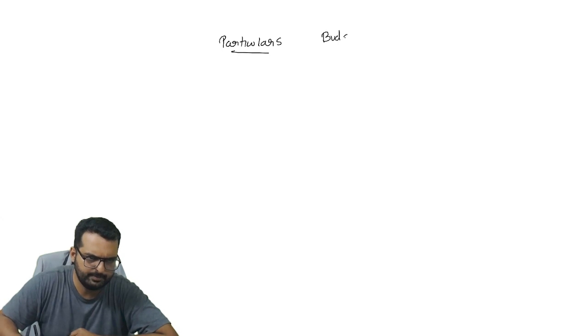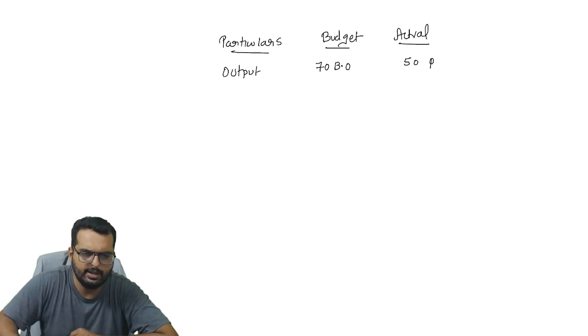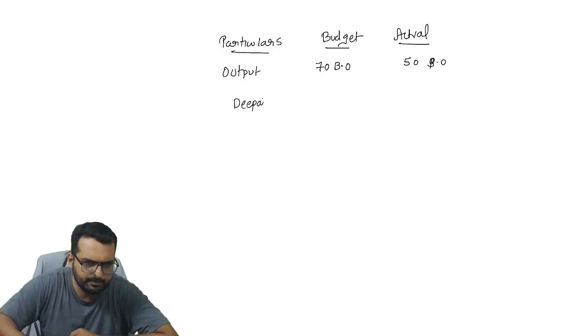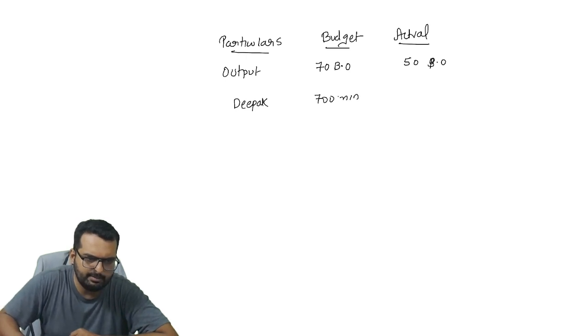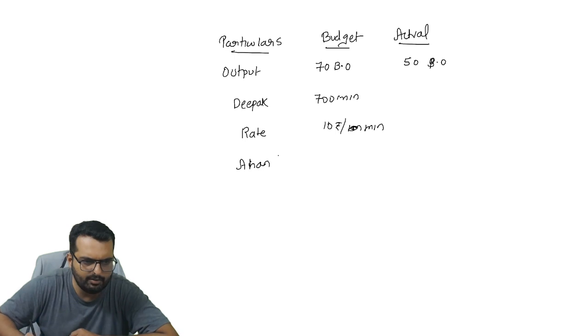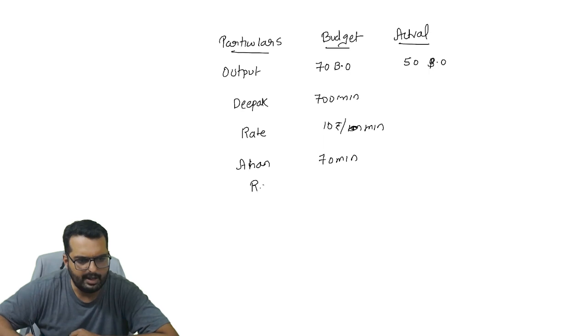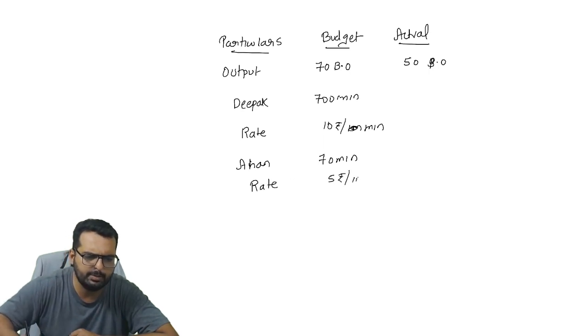Keeping this, I'll prepare a table now. Particulars, budget, and then you will have actual. So Deepak was planning to make 70 bread omelette, but he made only 50 bread omelette. Okay. For making 70 bread omelette, ideally the time of Deepak should be 700 minutes. The rate for Deepak is going to be 10 rupees per minute. The time taken by Ahan will be how much, friends? 1 minute delivery. The total time will be 70 minutes. And what will be the rate of Ahan? Let's assume it is 5 rupees per minute.